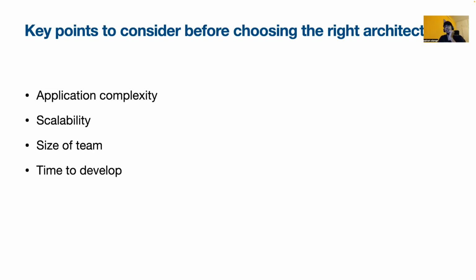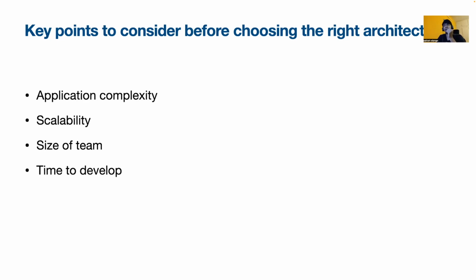And the next one is size of the team. If you have a very small team initially and without a particular skill set or without highly skilled team members, then you should start with monolithic architecture as it is simple to create, deploy and maintain. And once your team starts to get comfortable, then you should switch to microservice architecture.